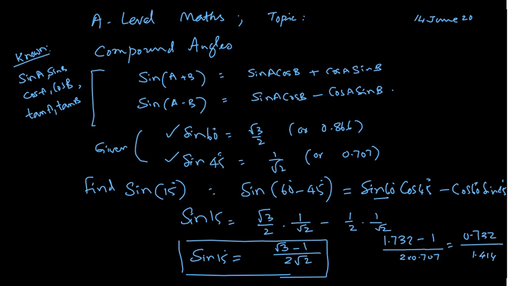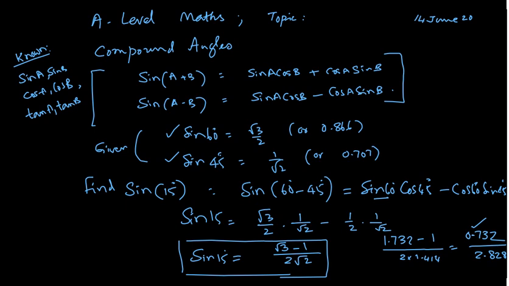Sorry, I think that's not correct. This one is wrong. This is 1.414. That's equal to 0.732 divided by, the numerator is correct, 2 times this, which is 2.828. So that's the value of that. So these compound angles are to be used in a straightforward way like this.